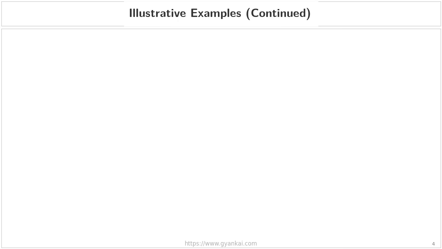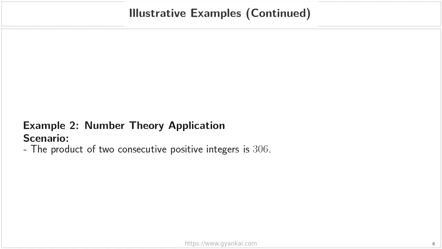Illustrative examples continued. Now that we have seen how to apply this to geometry in our first example, let's shift our focus to a different area of mathematics, number theory. On this slide, we have example 2, which is a number theory application. The scenario presented is quite simple. We are told that the product of two consecutive positive integers is 306.